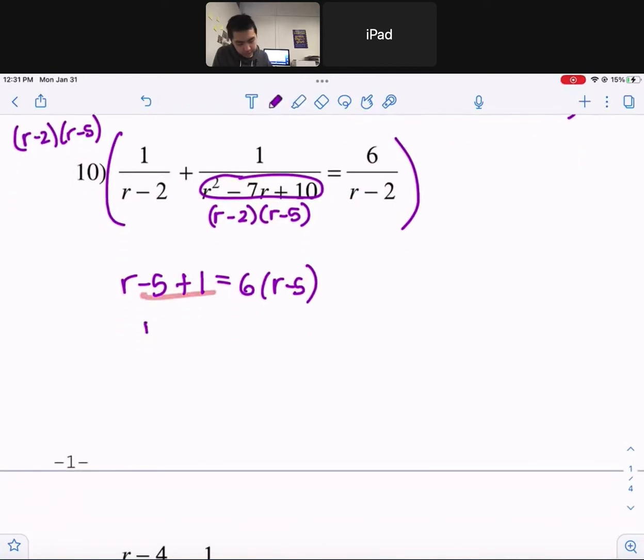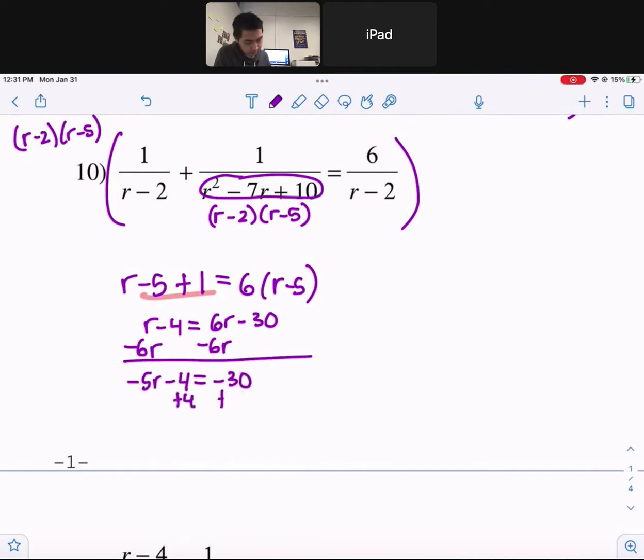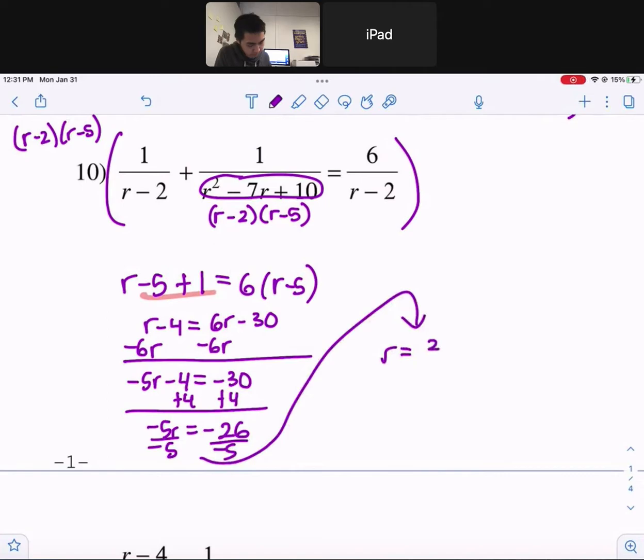Combine like terms there, so r minus 4, and distribute the 6 to get 6r minus 30. Get constants on one side and variables on the other. So I'm going to put my variables on the left-hand side, so subtract 6r from both sides, and I'm going to put my constants on the right-hand side. Then divide both by -5, and that should be our answer.